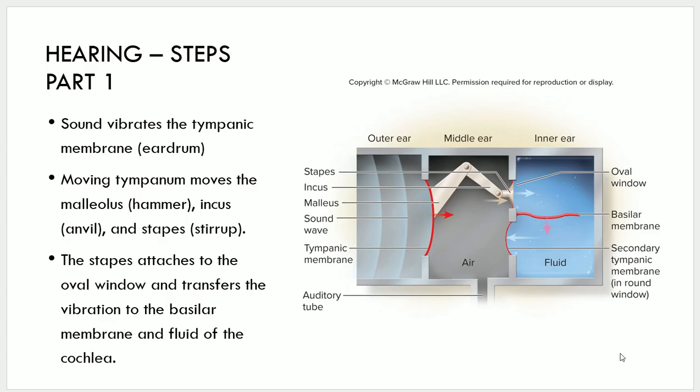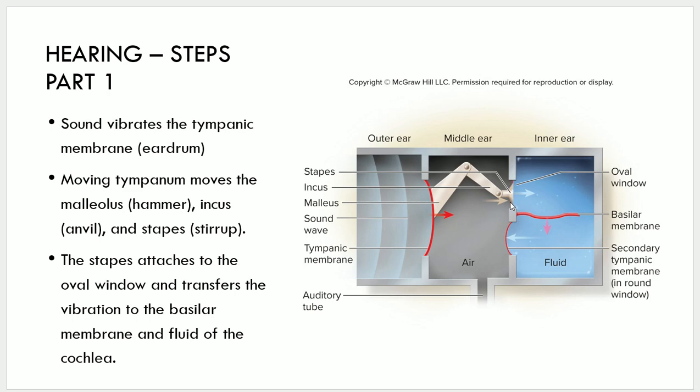Let's talk about the methodology of hearing. How do we hear? Sound enters and vibrates the tympanic membrane, or eardrum. The eardrum moves back and forth. That moves the malleus, or the hammer. That in turn moves the incus, or the anvil, which then moves the stirrup, or the stapes. The stapes is attached to the oval window right here.